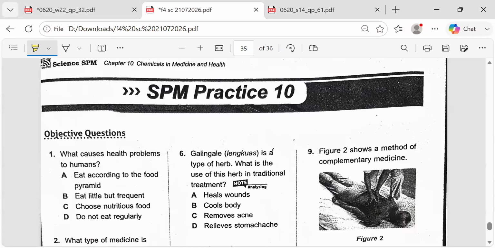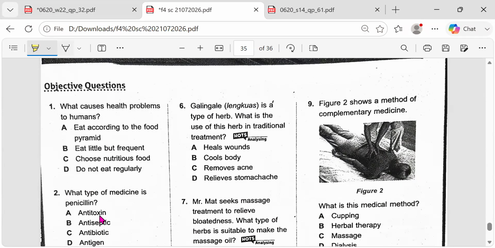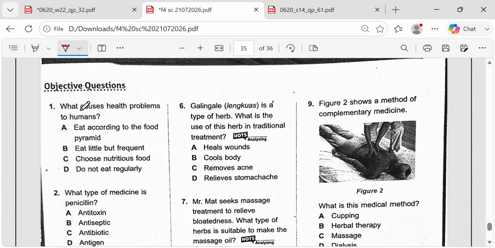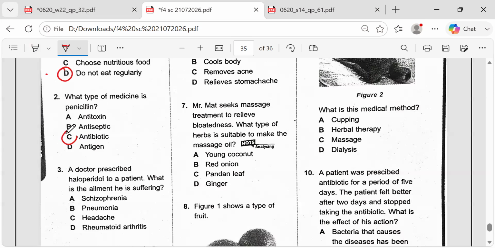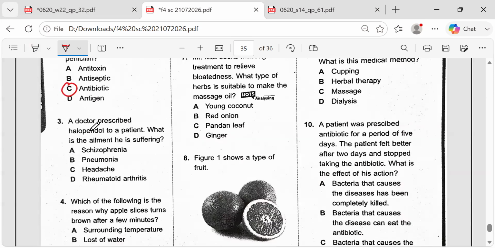So let's look at this. What causes health problems to humans? Do not eat regularly. See, the answer should be eating junk food. Penicillin is an antibiotic. A doctor prescribed haloperidol to a patient. This is not an antibiotic, not for pain, it's for schizophrenia. It is something to do with your mental health.